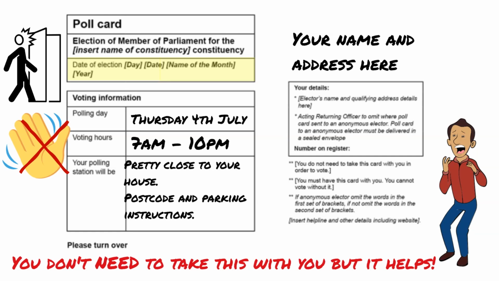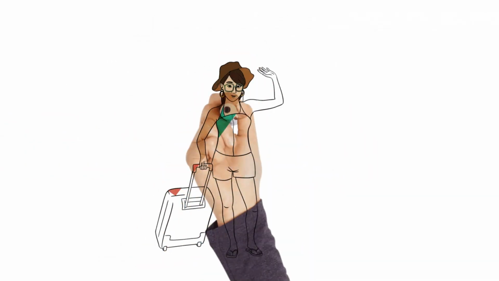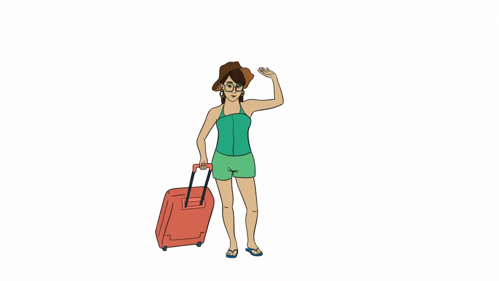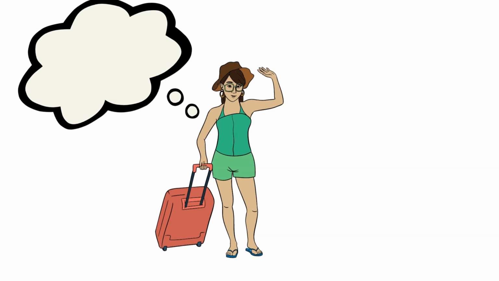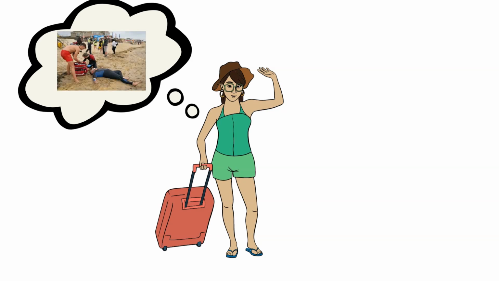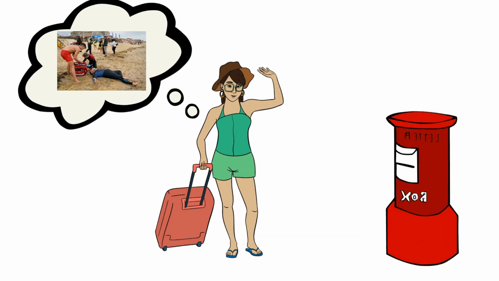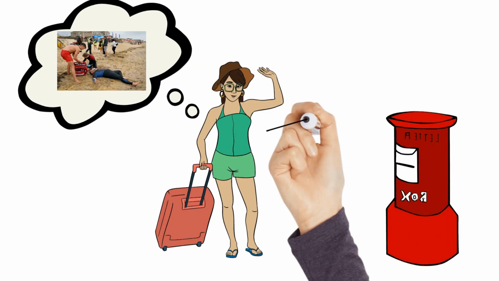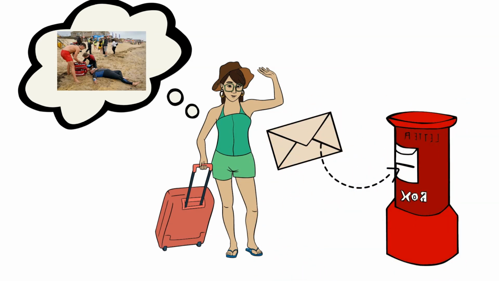Oh no! Panic stations, you've just discovered that the date on your card coincides with your family's epic level holiday to Camber Sands and you're not going to be able to vote. Don't worry, you can use a postal vote. You can vote in advance and post your vote to the local authority before you even leave.